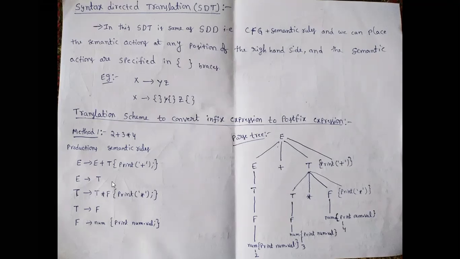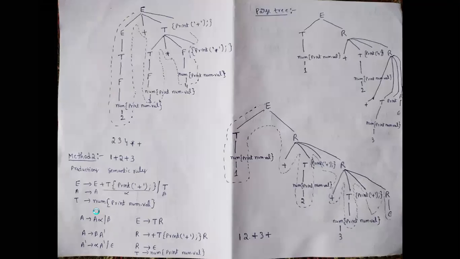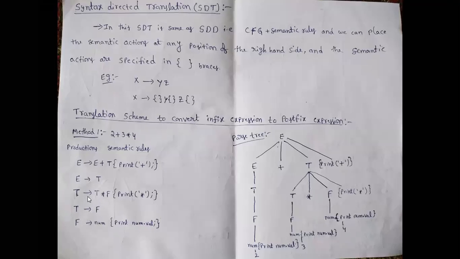So E produces T. Then we are using E produces T with this one, and here T. For example, in this T, we are having two productions: T produces T star F and T produces F. Which production are we using to construct the parse tree? We are considering this one, T produces T star F. We are using this one, so star is getting here.